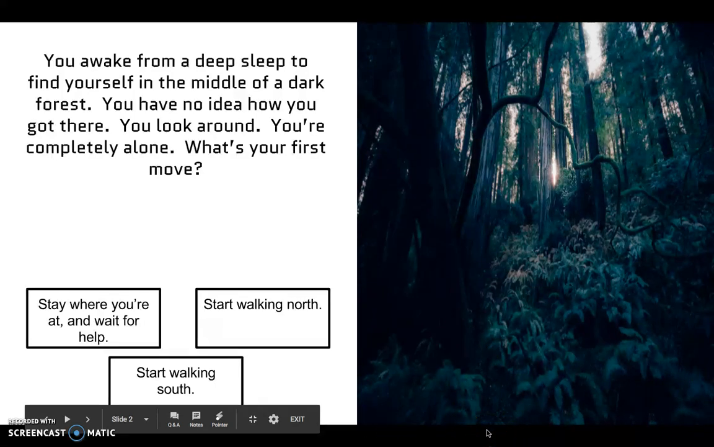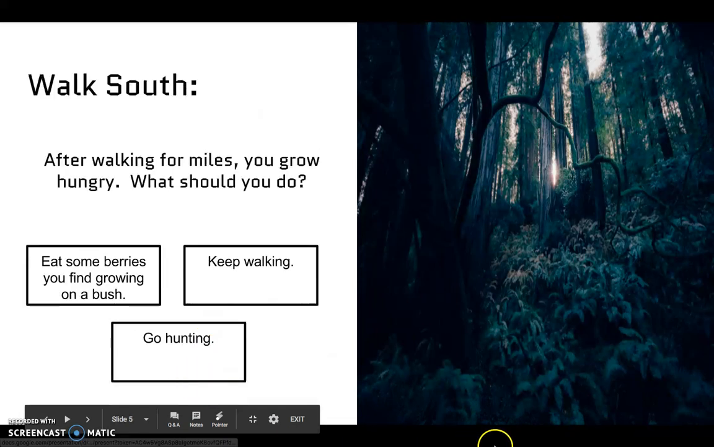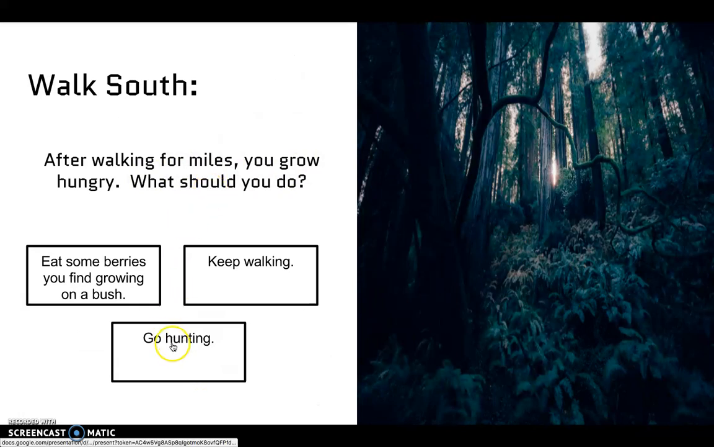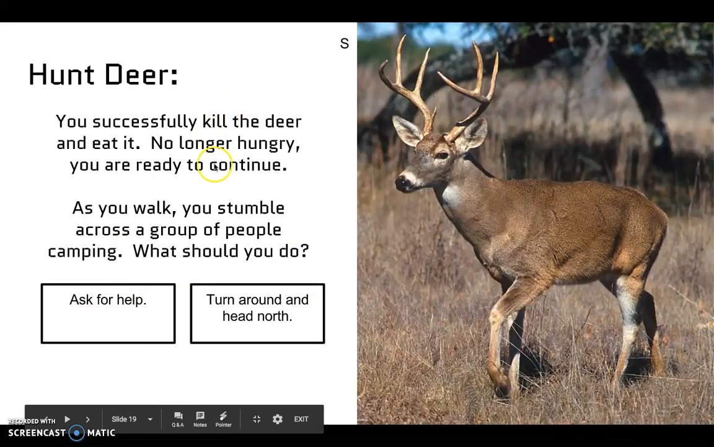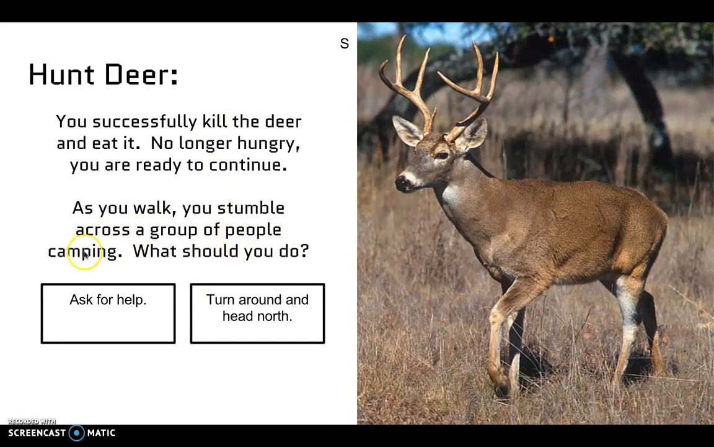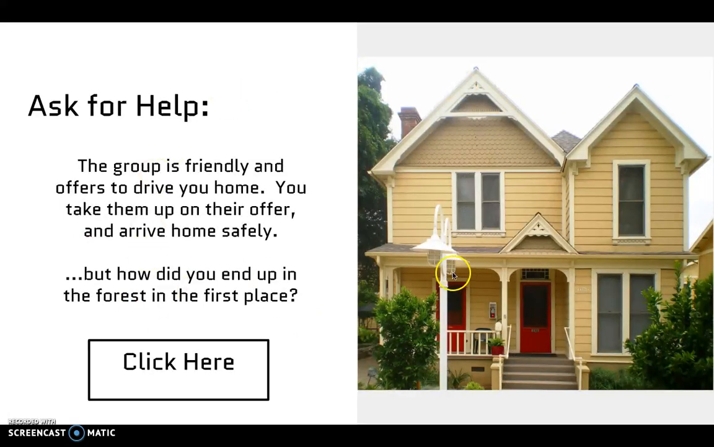Now I know the fastest way to get to the end of the story, so I'm going to go ahead and do that. I'm going to choose to start walking south. Again, I'm going to grow hungry. I'm going to choose to go hunting. I've got three different animals I can choose to hunt. I'm going to select to hunt the deer. I'm going to be successful in hunting the deer. Then I stumble across a group of people who are camping. I can either ask them for help or turn around. I'm going to choose to ask them for help, and they're going to be a friendly group that gets me home safely.